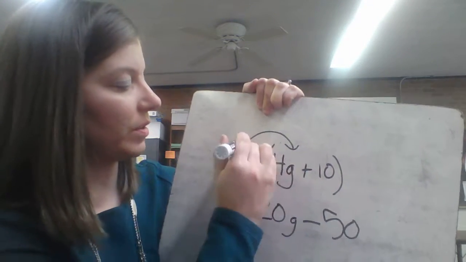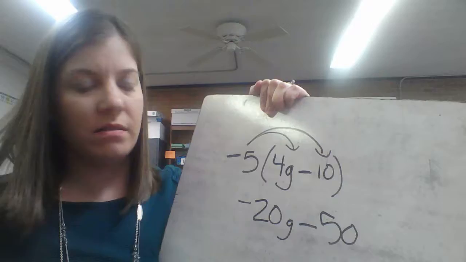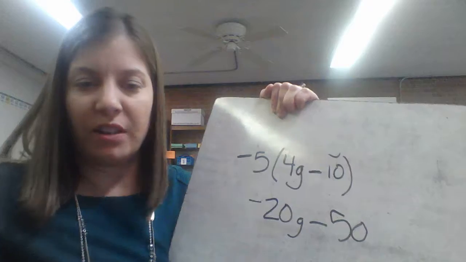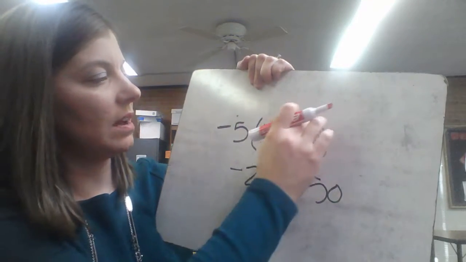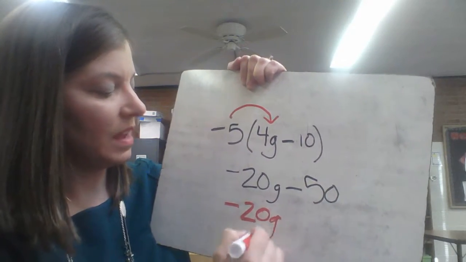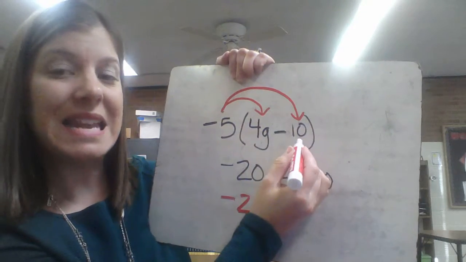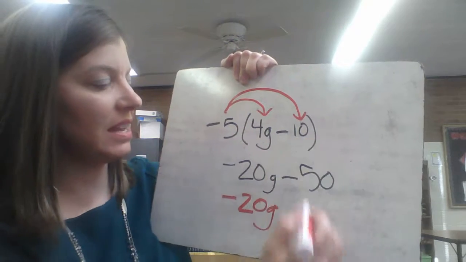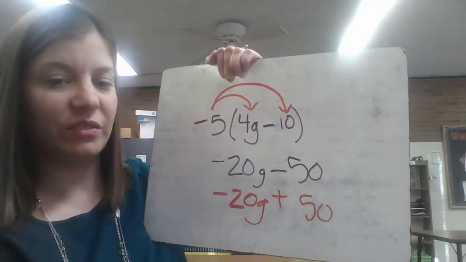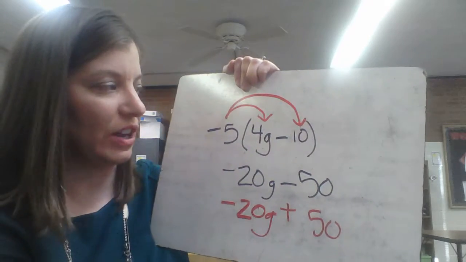Now, I want to show you what's going to happen if this were subtraction inside here. Erase that. I'll go to a different color and do that one down below. Again, we have negative 5 times 4g. That's negative 20g. But now let's look at what's going to happen here. I'm saying to do negative 5 times negative 10. So 5 times 10 is 50, but a negative times a negative is a positive. So when you do distributive property, you've got to be careful of those positive and negative signs. You've got to watch those very closely.